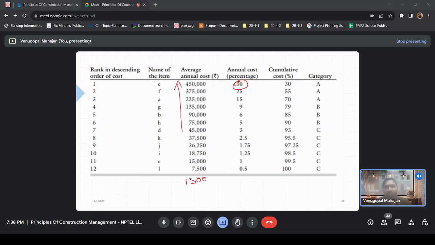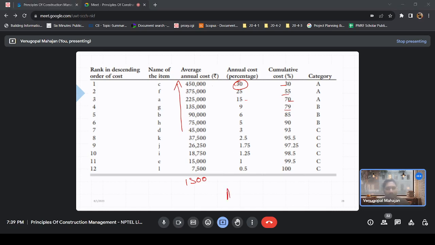So what we are doing is, after arranging them in the descending order, we keep on adding. Like, this is 30%. Now for the cumulative cost, we add on the previous ones, 30 plus 25, 55. The next 15, 70, and similarly we make it. Now what is the criteria? The method is ABC.